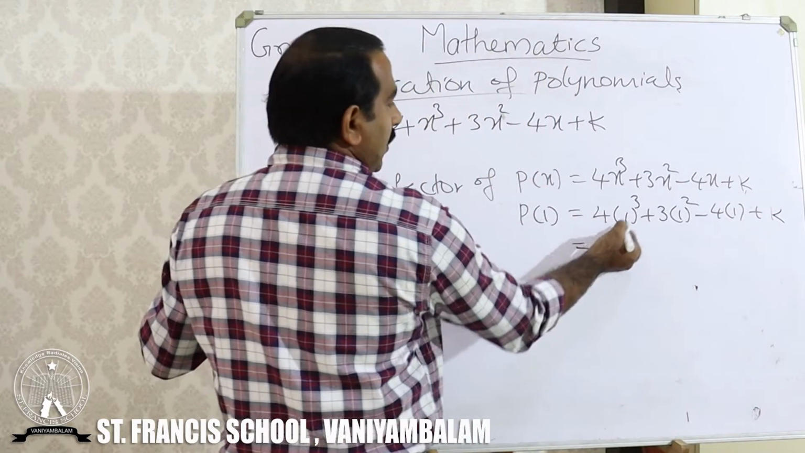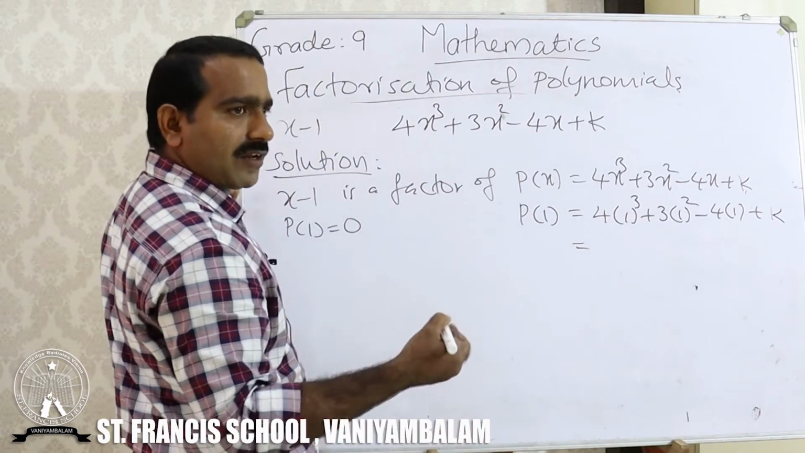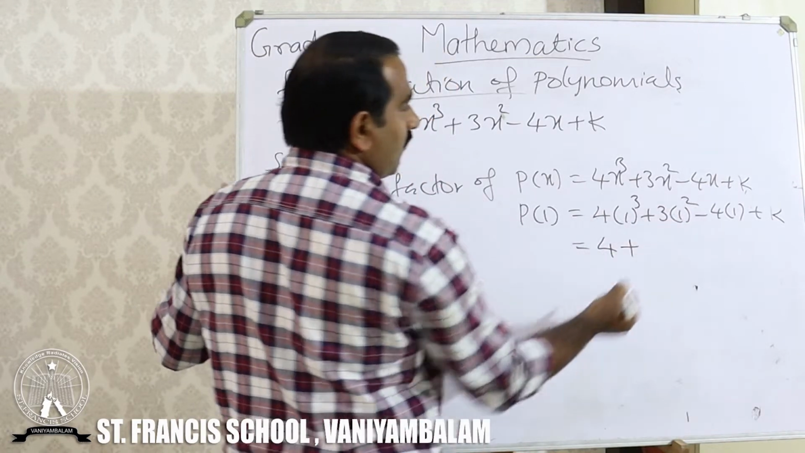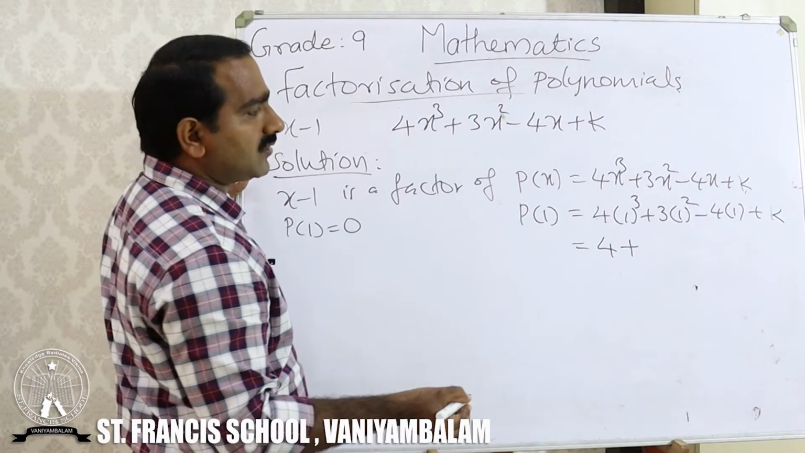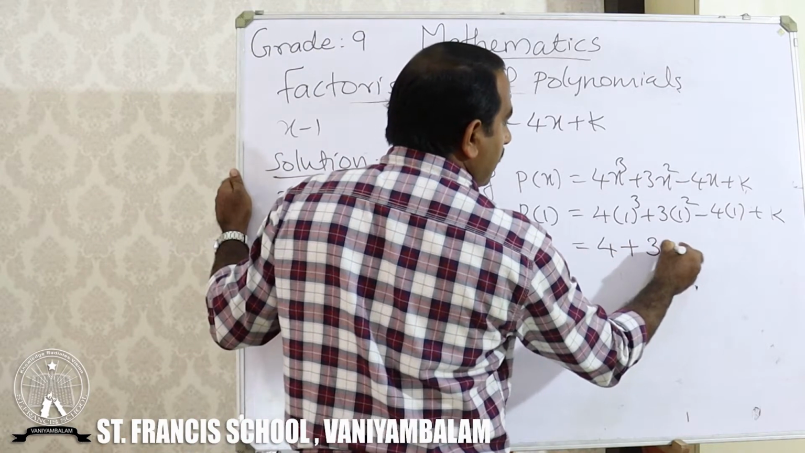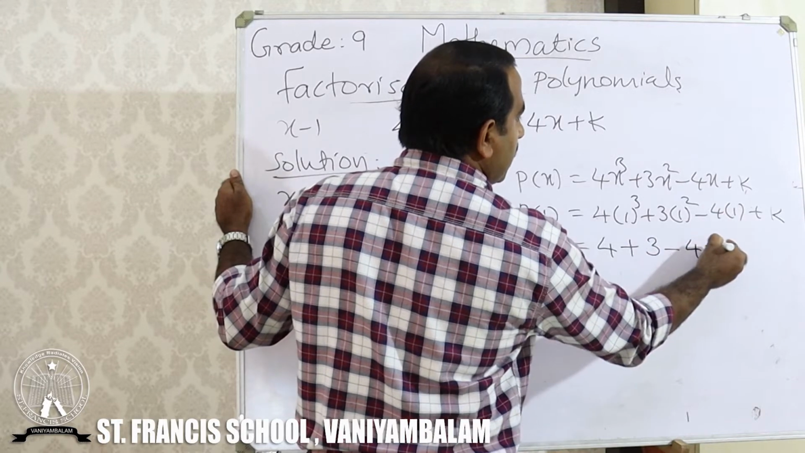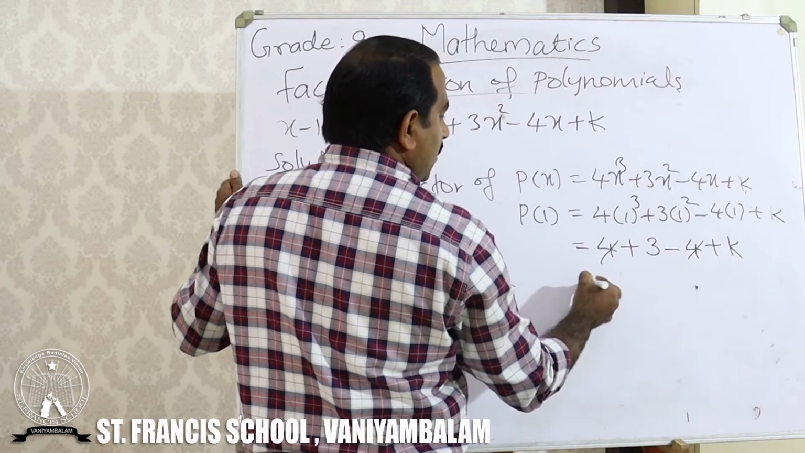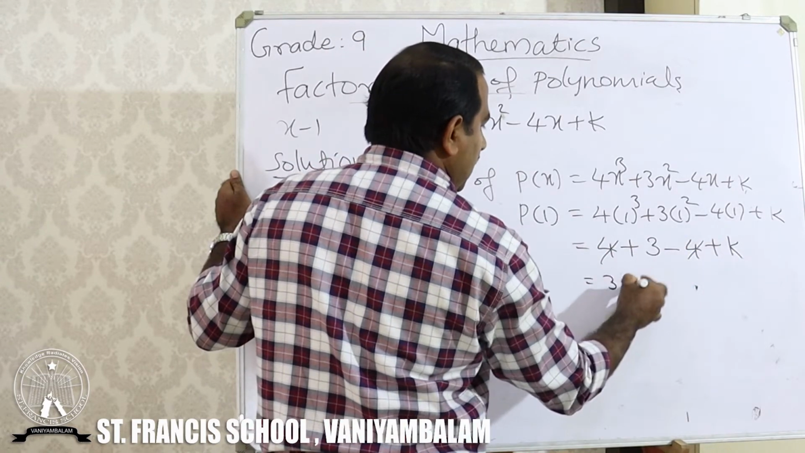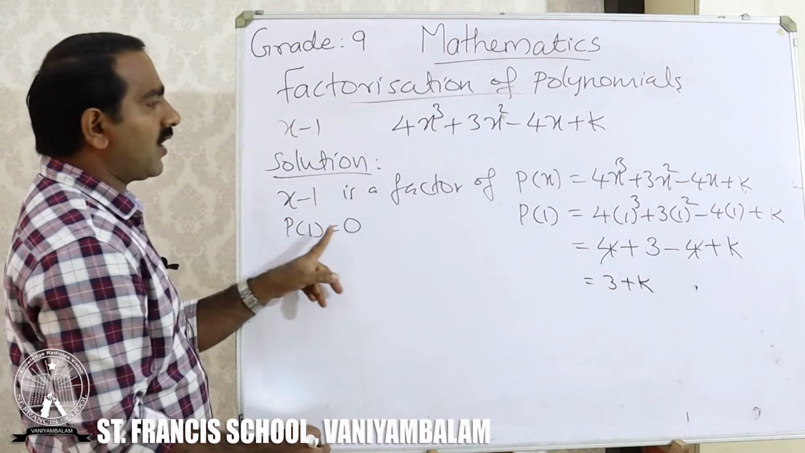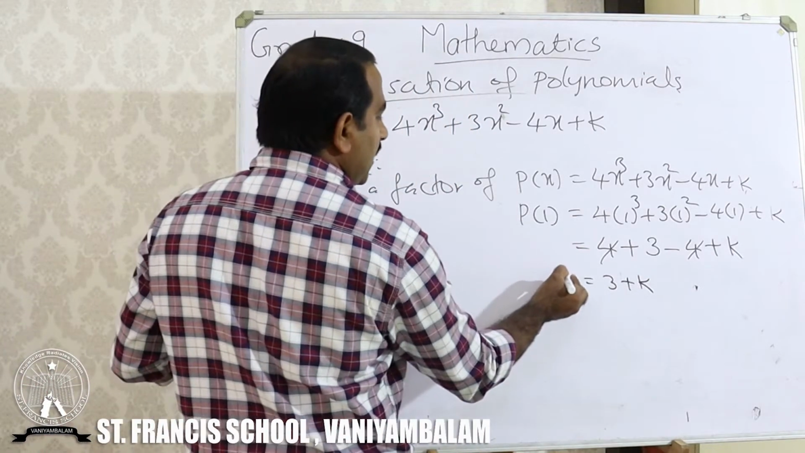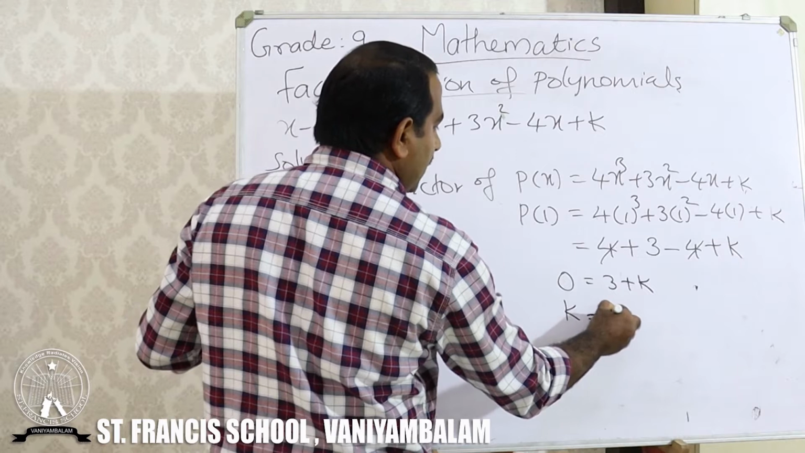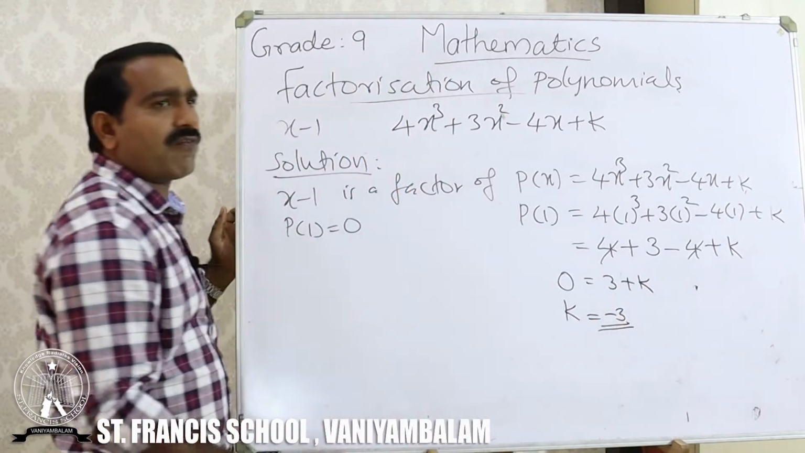1 cube is 1 into 1 into 1, that is 1. So 4 into 1 is 4 plus 1 square. 1 square is 1 into 1, that is 1. 3 into 1 is 3. Then minus 4 into 1 is minus 4 plus k. Now 4 and minus 4 cancel. We got 3 plus k. p of 1 equal to 3 plus k, and we know p of 1 equal to 0. So equating, 0 equal to 3 plus k, or k equal to minus 3.